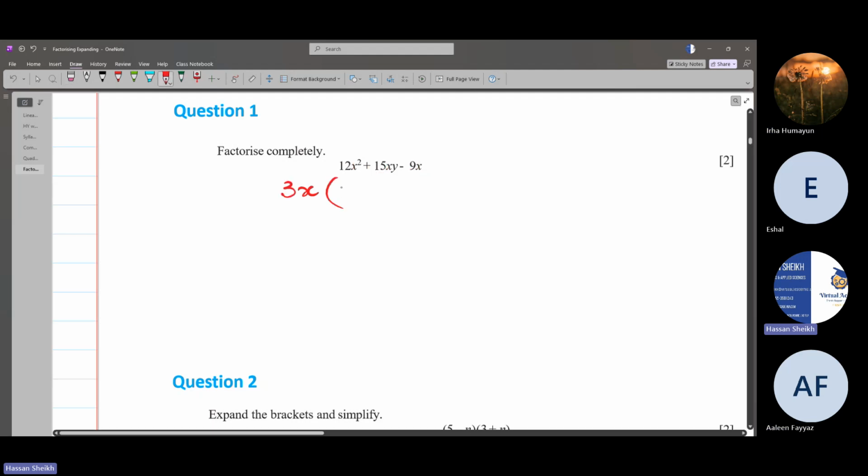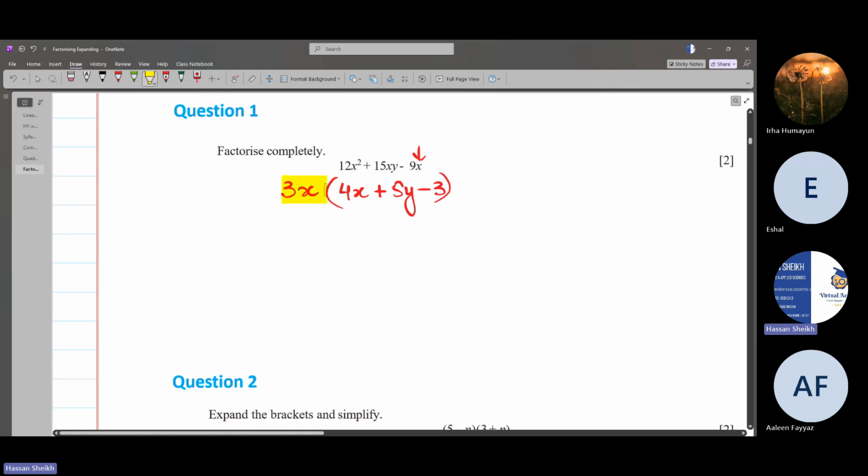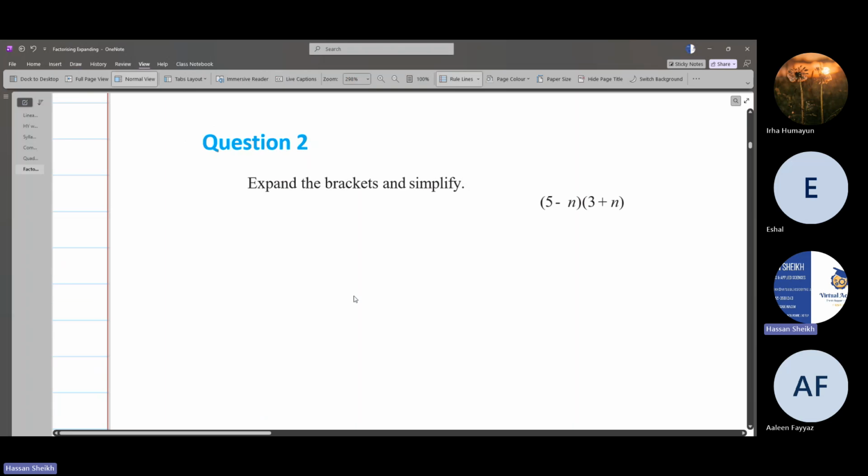Inside the bracket, it will be 4, because 3 times 4 is 12. And one of the x is gone outside the bracket, so we're only left with 1x plus 5, because 3 times 5 is 15. There was only 1x, it goes out of the bracket, so we're only left with the y. Minus 3, because 3 times 3 is 9, and there was only 1x with the 9, it goes out. That's how we factorized it. Can we factorize it further? Can we simplify it further? No. Now moving on to the expansion of this bracket.